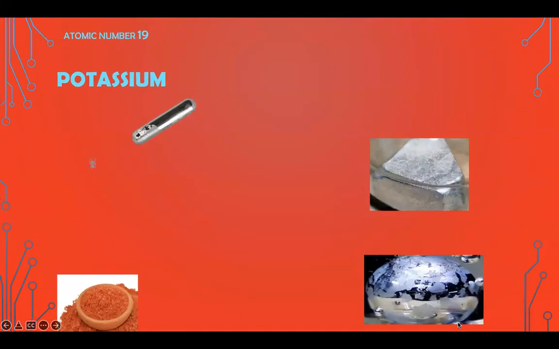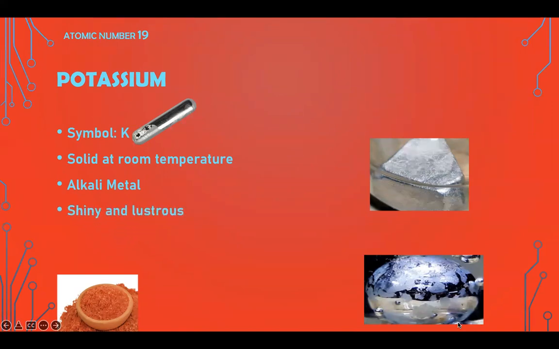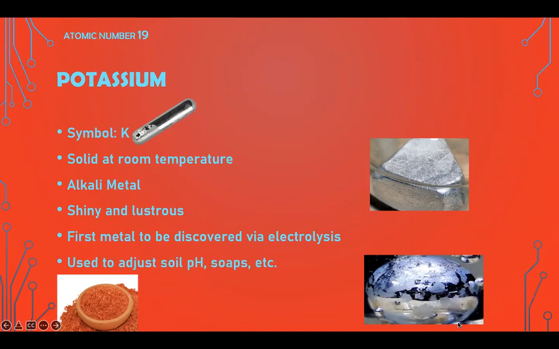Now we come to potassium. Its symbol is K because its Latin name is Kalium. Potassium is a solid at room temperature and is an alkali metal, which again come after noble gases. Potassium is more reactive than lithium and sodium because the further down in the periodic table you go, the more reactive the alkali metal gets. Potassium is also shiny and lustrous. It is the first metal to be discovered via the electrolysis method. We'll make a video about this later. Potassium is used to adjust soil pH, to make soaps and lots of other things. Did you know that bananas contain potassium?